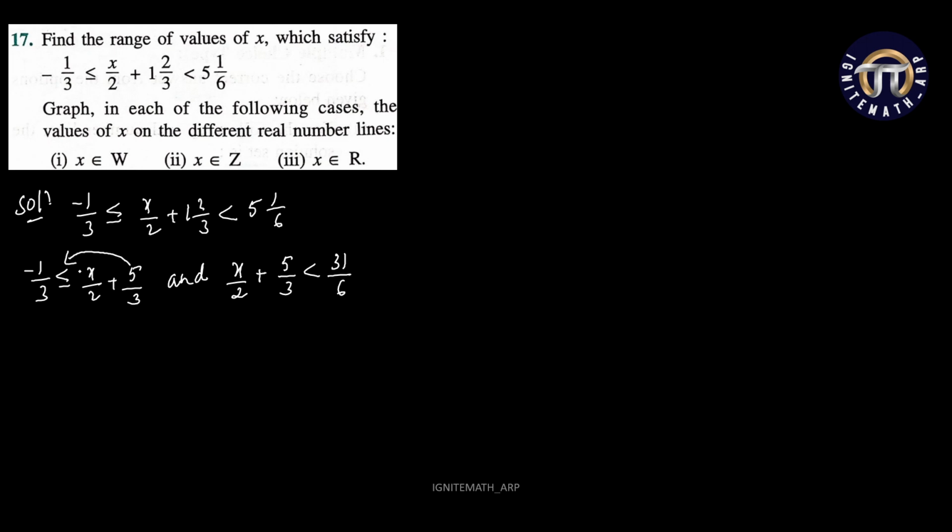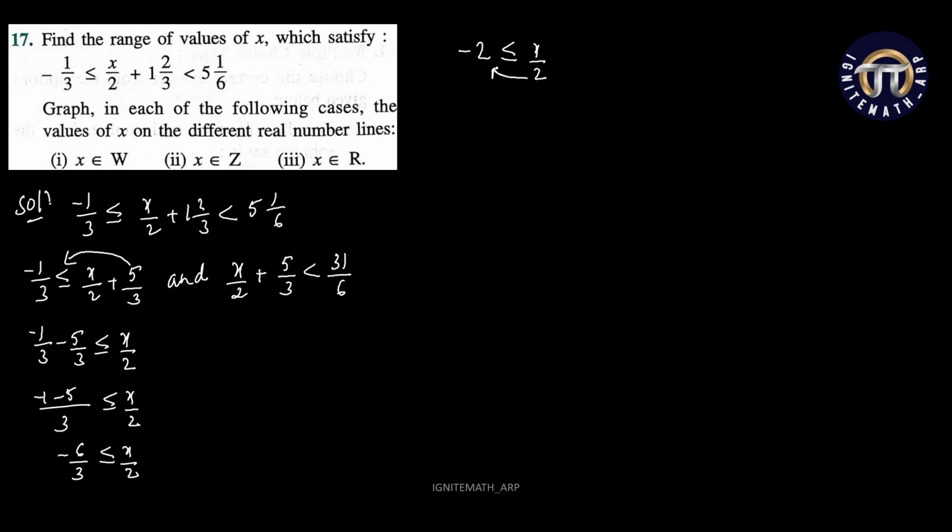I'll take this 5 by 3 on the other side, minus 1 by 3 minus of 5 by 3, then x by 2. So I'll write this as 3 minus 1 minus 5, then x by 2, minus 6 by 3, then x by 2. Then I will write this one as minus 2, x by 2 is greater than or equal to minus 2. Then I will take this 2 to the other side, it becomes minus 4. So x is greater than or equal to minus 4.